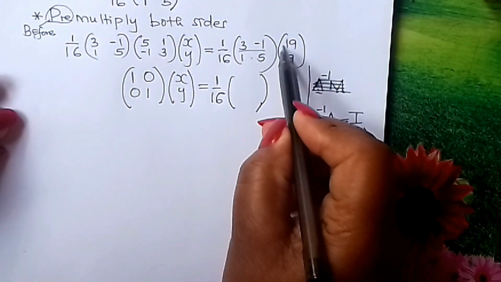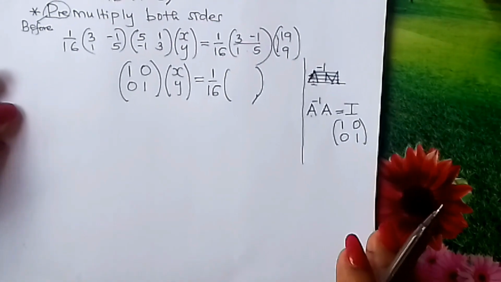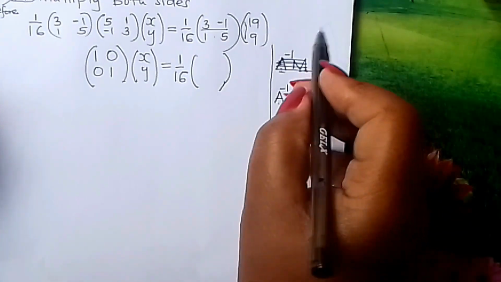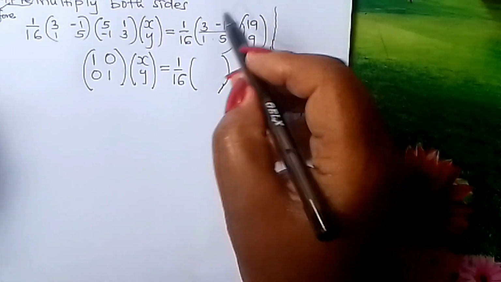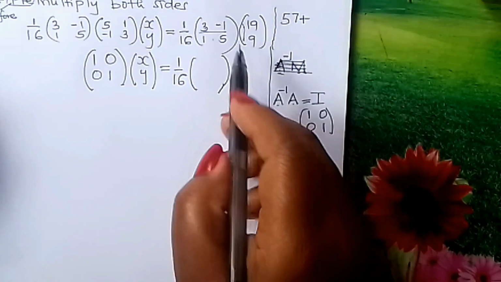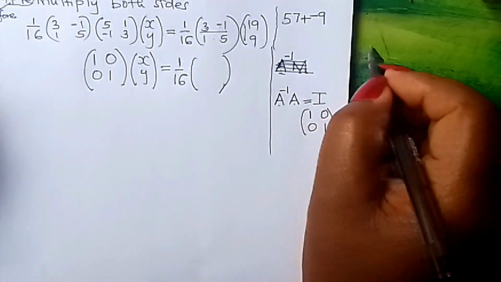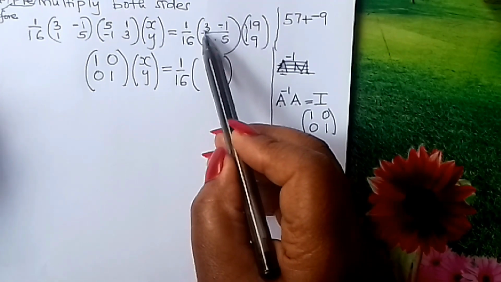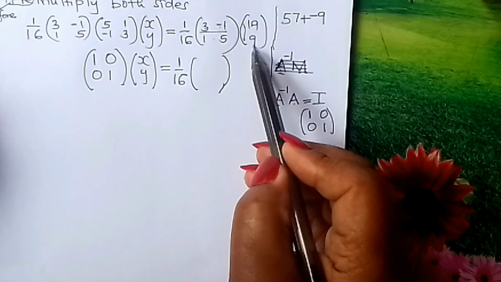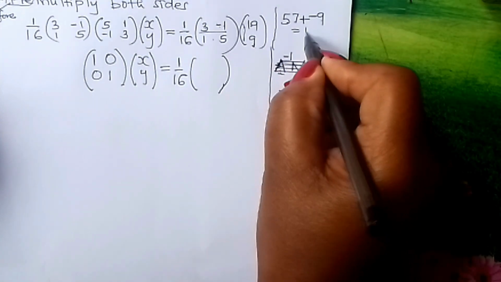Multiplication is row times column as you add. Remember? Row times column as you add. So we multiply 3 times 19. Maybe I can write here for the sake of understanding. 3 times 19 gives us 57. Plus what? Negative 1 times 9 gives us negative 9. Remember multiplication of matrices? So row times column as you add. This times this is 57. This times this is negative 9. Then you add. This will give you what? 57 minus 9, which is 48.